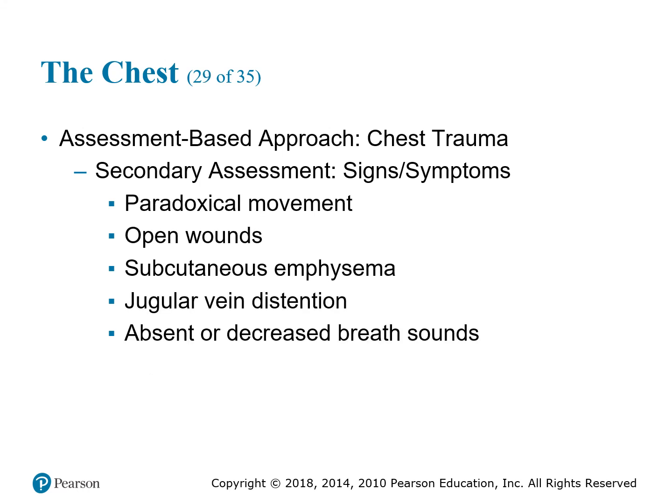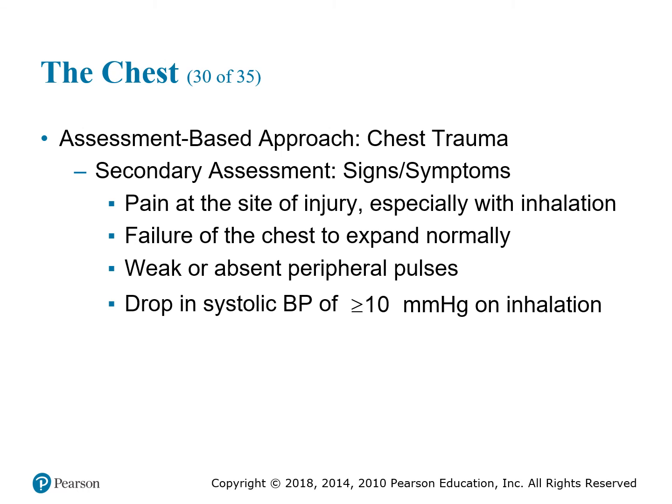All right, paradoxical movement, which is that chest wall moving in opposite directions from a flail segment, open chest wounds, subcutaneous emphysema, which is air accumulating underneath the skin, jugular vein distension, absent or decreased breath sounds, especially on one side. Okay, pain at the site of injury, more so with inhalation, failure of the chest to expand normally, weak or absent peripheral pulses, and then a drop in systolic BP of greater than or equal to 10 millimeters of mercury on inhalation. That is called pulsus paradoxus.